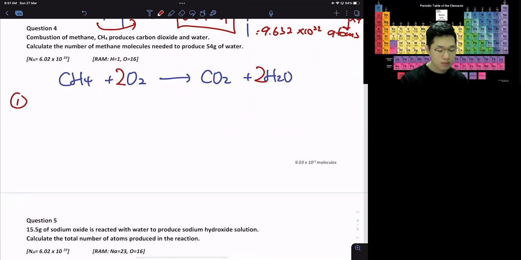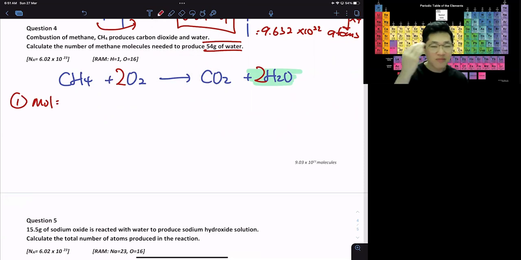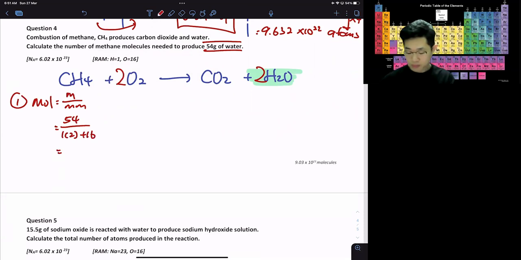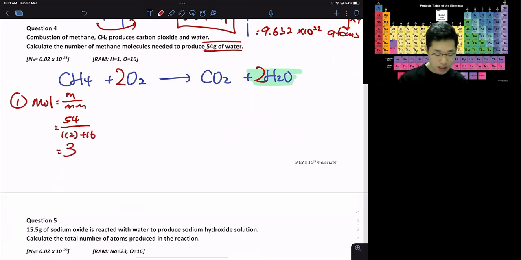Step 1: mole of the given number, 54 grams of water here. When they give me mass, I use mass over molar mass. So 54 divided by H2O to get 3 mole. Second step, ratio.